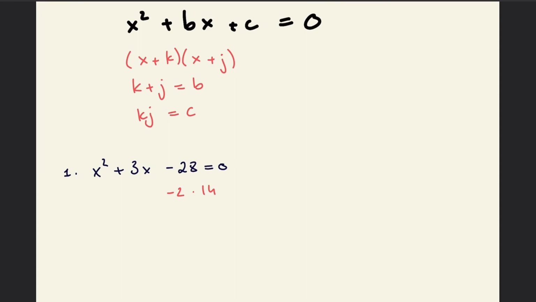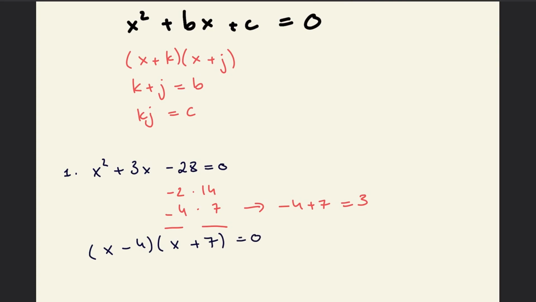28 divided by 4, on the other hand, is negative 4 times 7. And what is negative 4 plus 7? Well, that's just going to equal 3. So we have found our two numbers that work. And then we can just rewrite this as x minus 4 times x plus 7 is equal to 0 in this case. And you can go back and expand the brackets and see what you get.